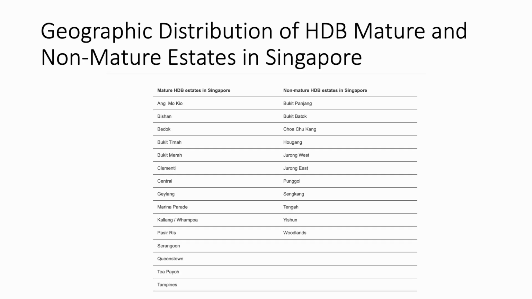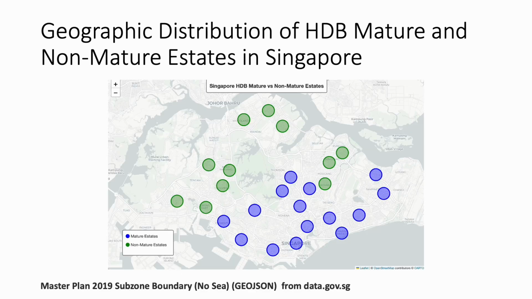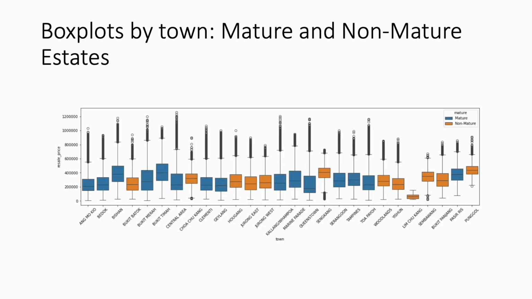To study this pattern more systematically, I classified all towns into mature and non-mature estates based on the HDB definition. To analyze regional differences more precisely, we classify Singapore's towns into mature estates in blue and non-mature estates in green, and mark them on this map. This box plot compares resale price distributions by town type. Based on the mapped classification of mature and non-mature estates, we use two colors to differentiate.